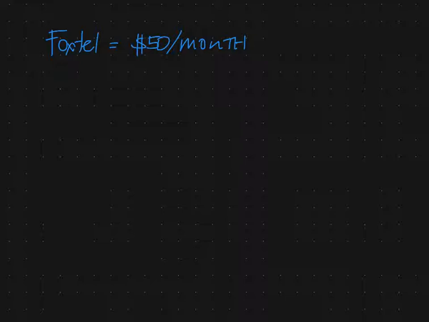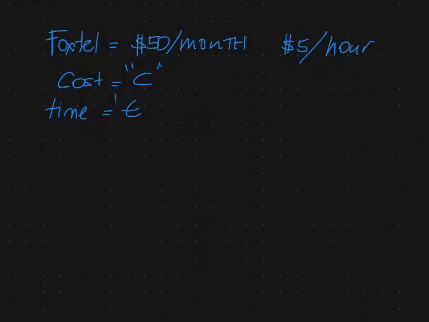Okay, so now let's look at an example. Let's say we were to have a Foxtel subscription, and let's say that they charge a flat rate of $50 per month. Now, unlike Foxtel as we know it, let's say Foxtel charge based on the amount of hours you watch the TV. So let's say that's $5 per hour. When we're talking about cost, we will abbreviate that to C. The time will be abbreviated as the small letter t.